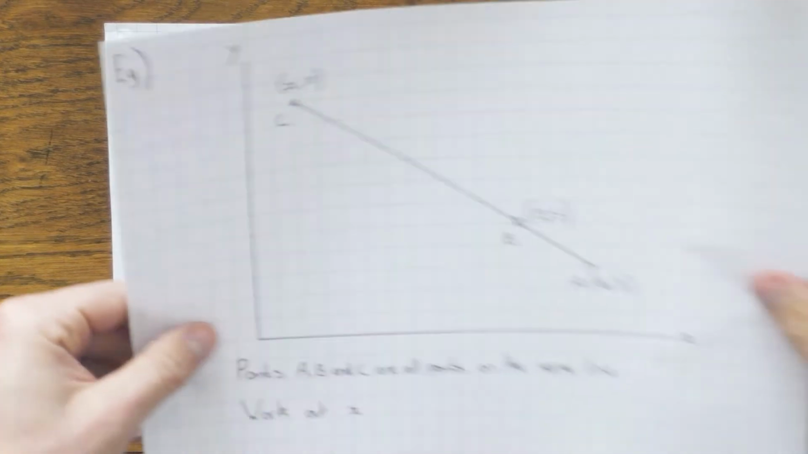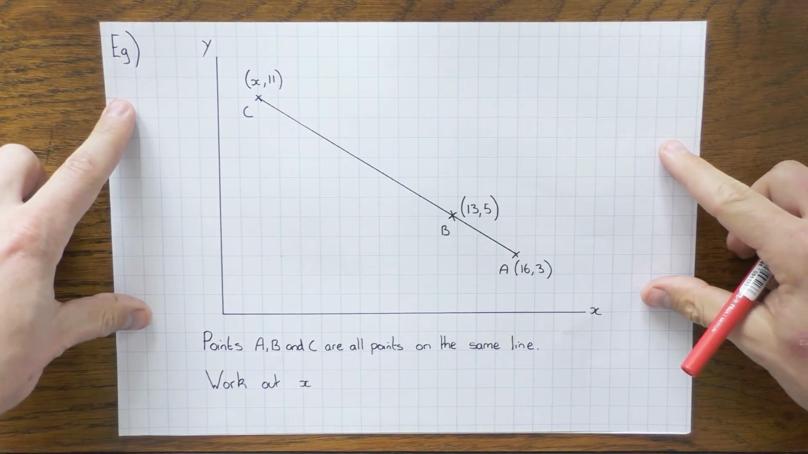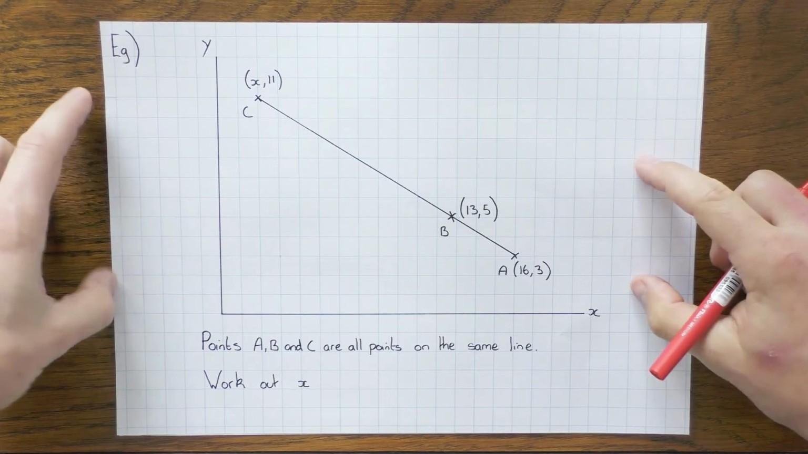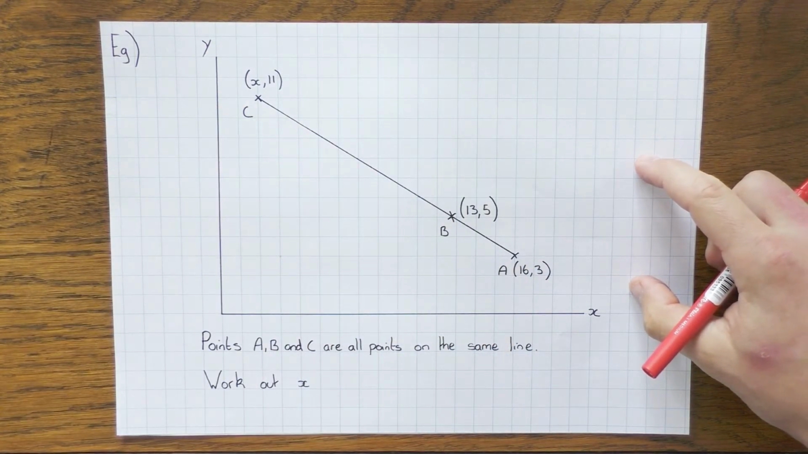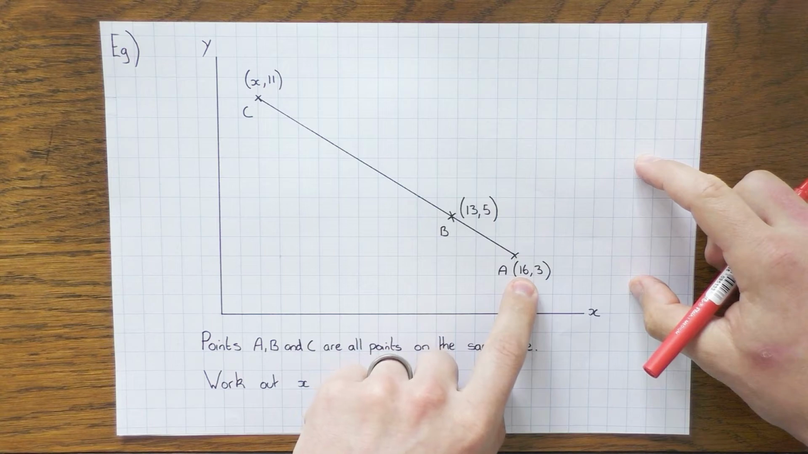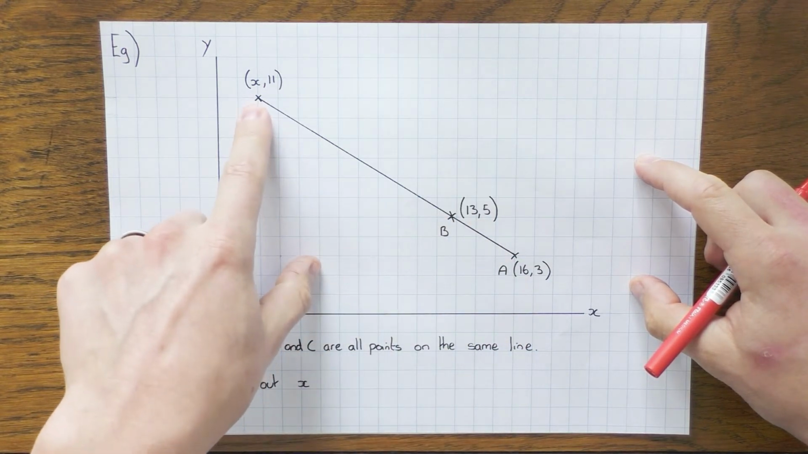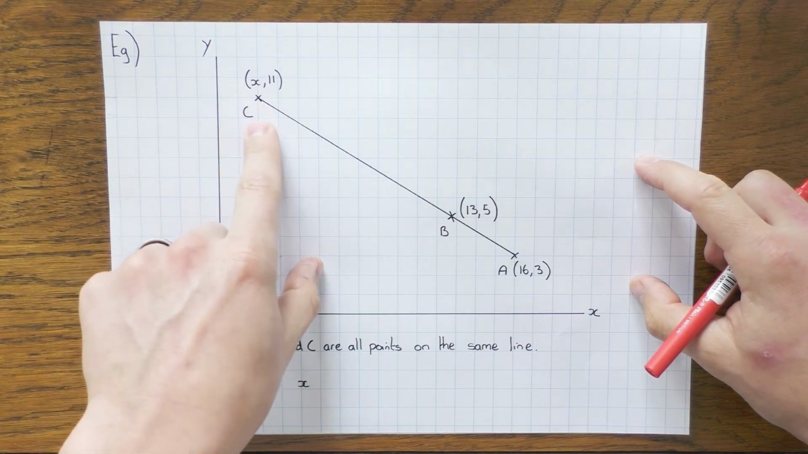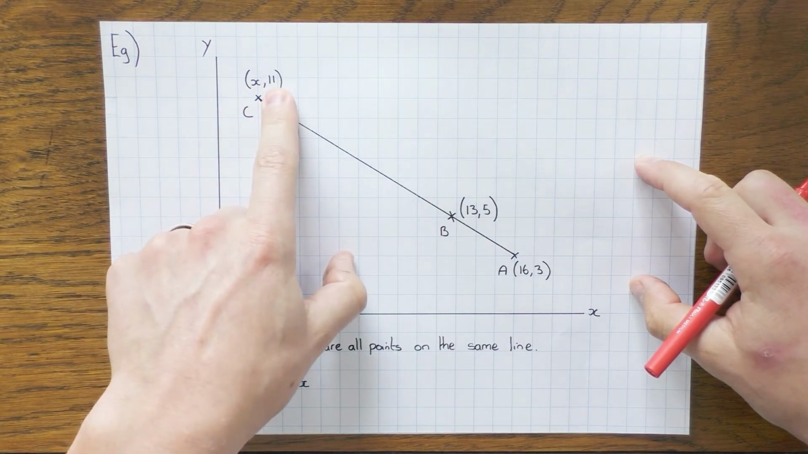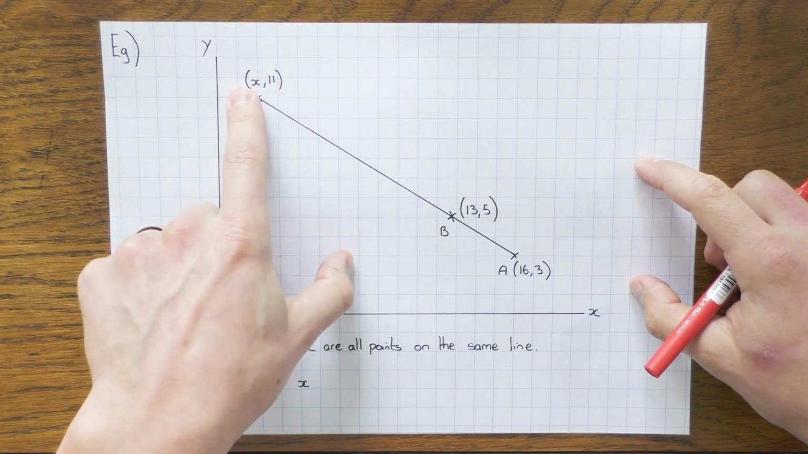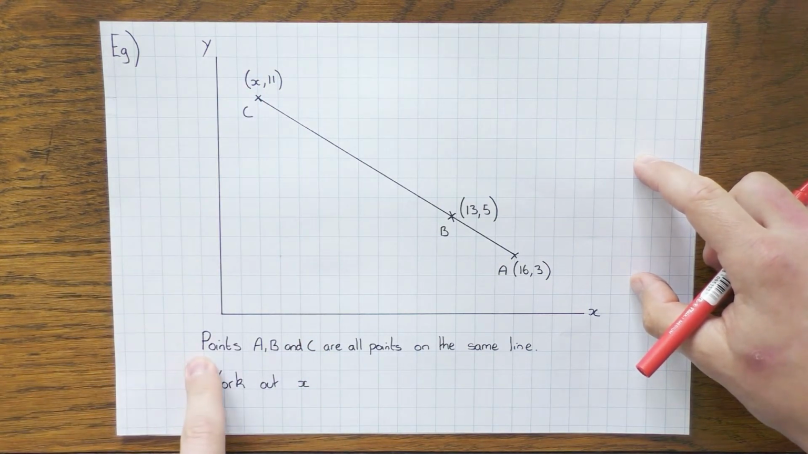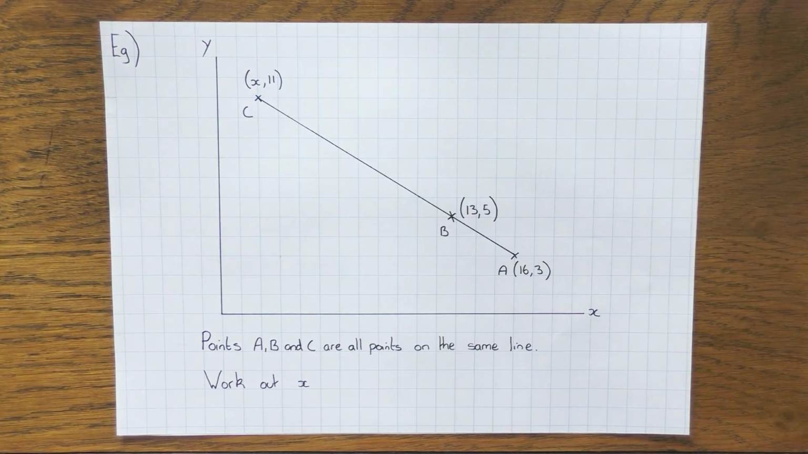Right, and the last one we're going to have a look at in our coordinate video is something like this. Now I believe there was something like this that came up in an exam question, where we have a nice straight line. We're told that A is the coordinate 16, 3, B is the coordinate 13, 5, and we need to work out the coordinate C. We're told the y coordinate is 11, but we don't know what the x coordinate is. But we know that all 3 points are on our line. And this always trips people up, but the actual solution is quite nice and simple.